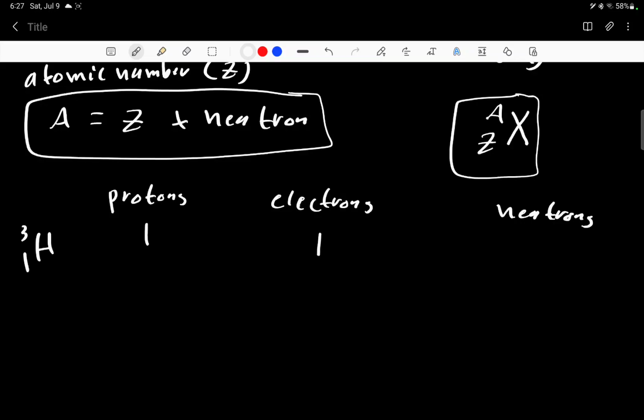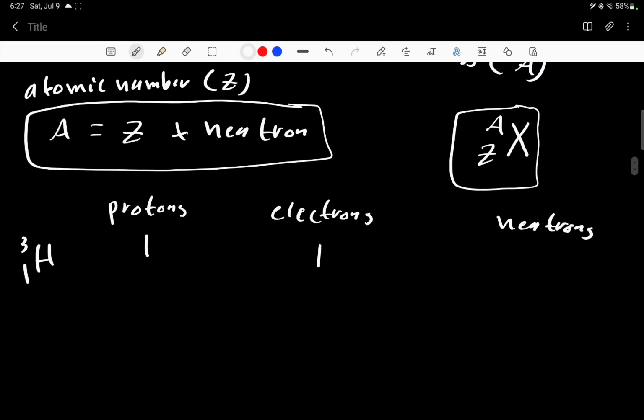For the number of neutrons, we are going to apply this formula here, which is A, the atomic mass, which is 3 in this case, equals the atomic number, which is 1, plus the number of neutrons. I'm just going to write it as N. So if we just move the 1 to the other side, we're going to have 3 minus 1 equals N. So N equals 2. So the number of neutrons is 2.